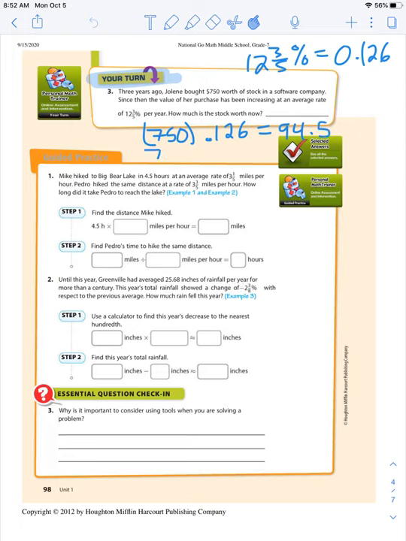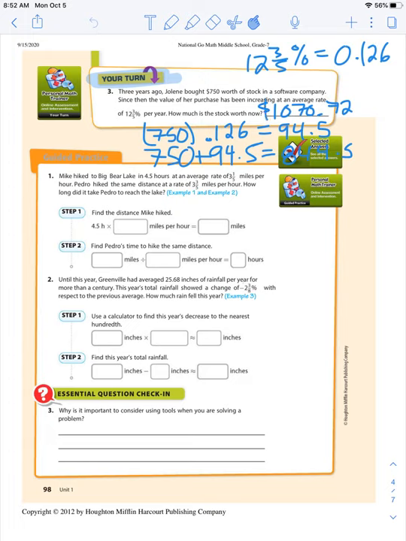So now we add them to find what it was after year 2. So 750 plus 94.5 is going to be 844.5. So now we repeat that. We do 844.5 times 0.126, add it to our answer, and then repeat it one more time. Your final answer should be 1,070.72.